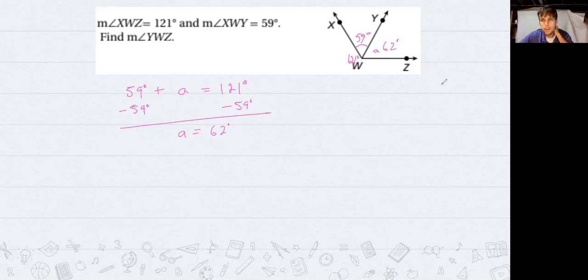Again, I could have just jumped straight to subtracting them. If I know the whole thing is 121, part of it is 59, I just subtract those and that'll tell me what's left over. But in the future, we're going to look at problems where these are not just numbers, they might be algebraic expressions. And so if they're algebraic expressions, we'll want to make sure to set up an equation in those cases. But either way, in this case, the answer is 62 degrees.